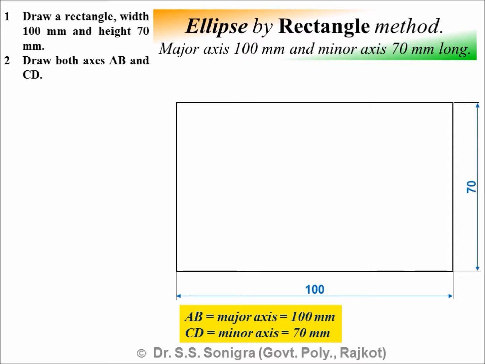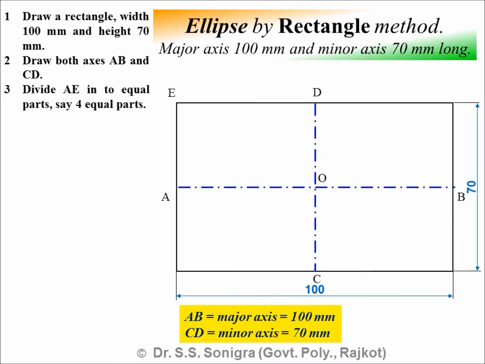Insert the dimensions and draw both the axes AB and CD. The intersection point is O. Name point E on the corner of this rectangle. Now divide AE. AE will be equal to 35 mm. Total height is 70 mm, so AE is equal to 35 mm.